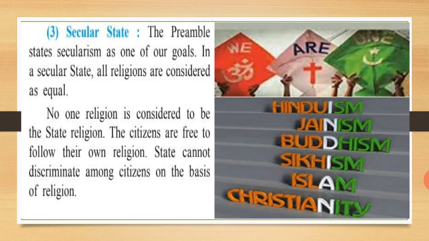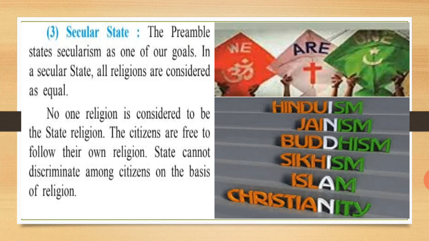Third point is secular state. The preamble states secularism as one of our goals. In a secular state, all religions are considered as equal. You can see the first picture on top. We are one. Different religions, but we are one. No one religion is considered to be the state religion. The citizens are free to follow their own religion. State cannot discriminate among citizens on the basis of religion.